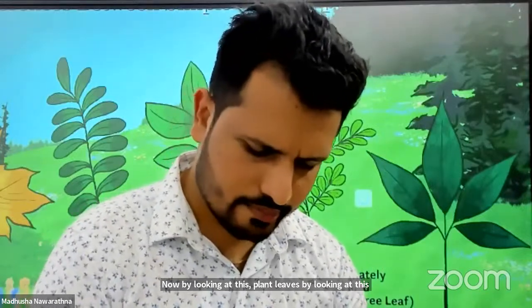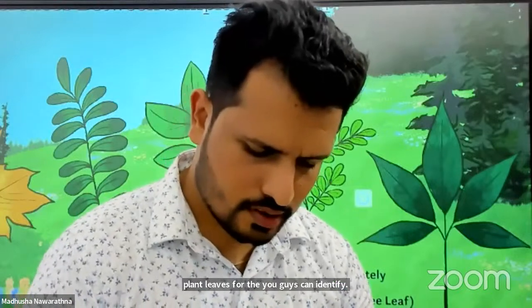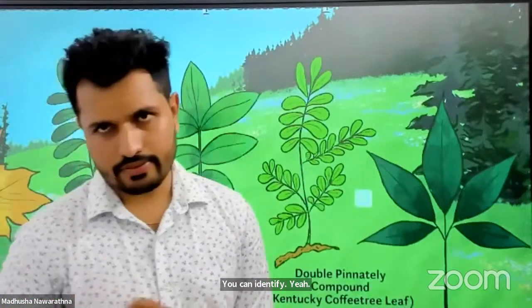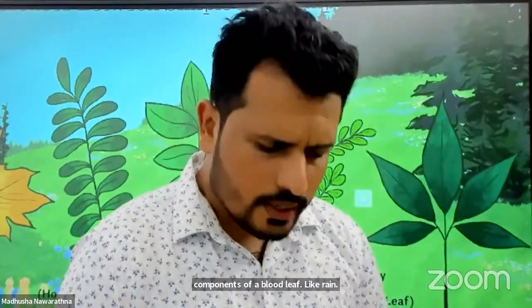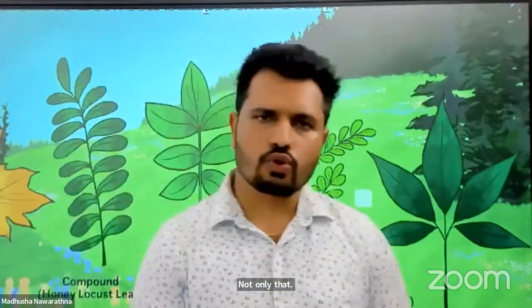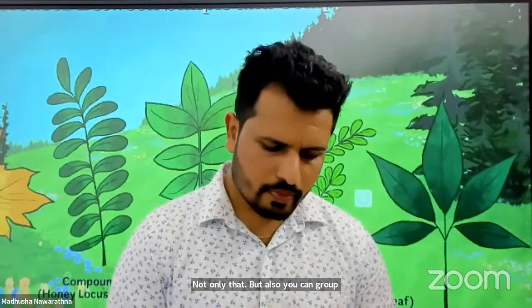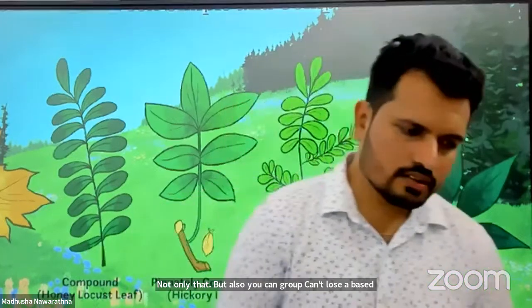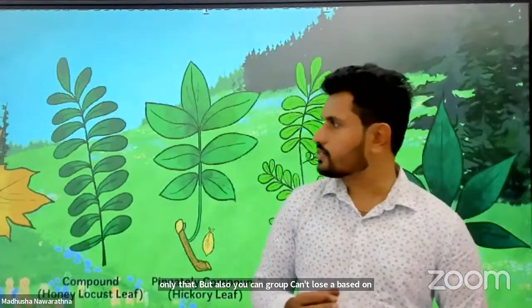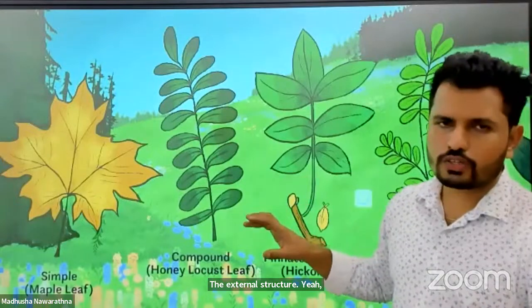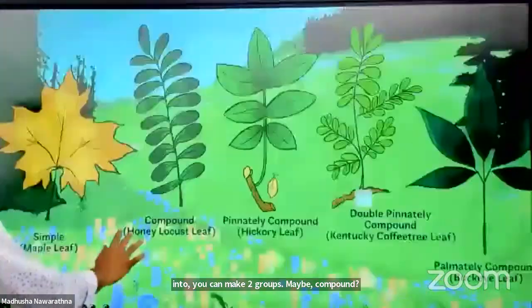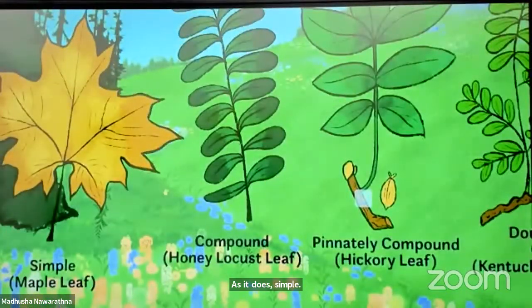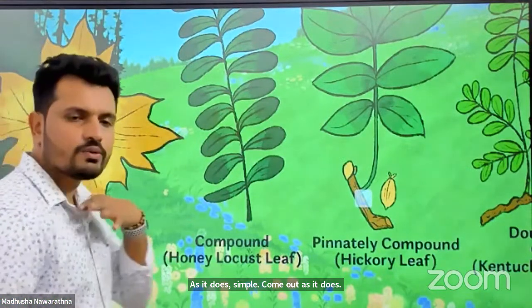Okay. So now by looking at these plant leaves, you guys can identify the structures or the components of a plant leaf, like midrib, veins, veinlets, petiole, all these structures. Not only that, but also you can group plant leaves based on the external structure. You can make two groups, namely compound as well as simple.